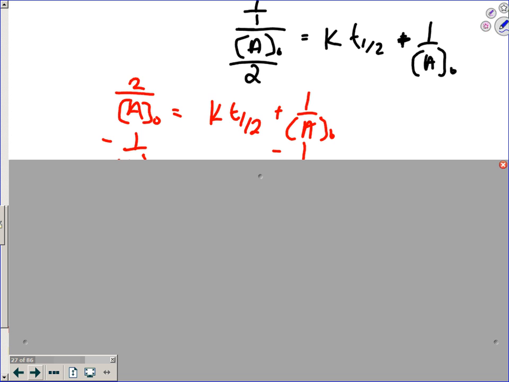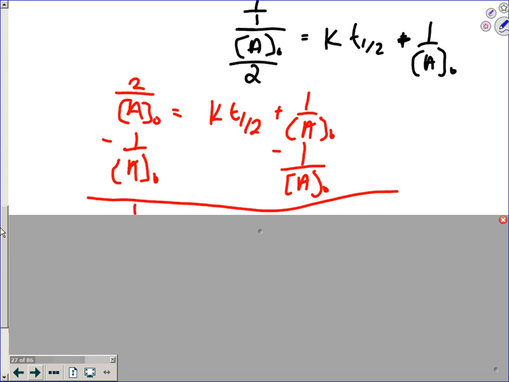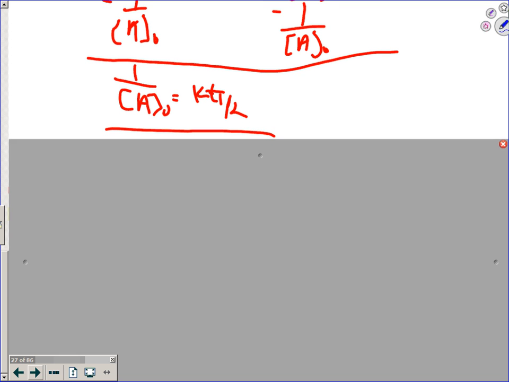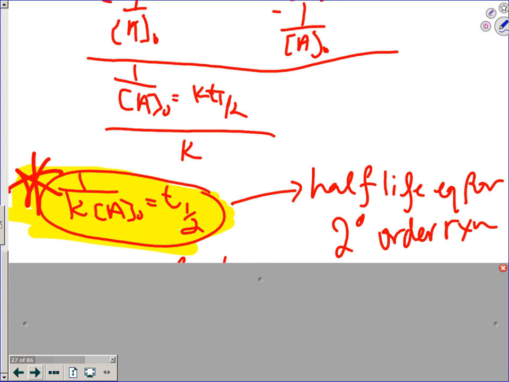I'm solving for t final, t 1/2. So I'm going to then subtract on one side, subtract on the other side, so it's 2 minus 1 is what? 1 over A initial is equal to kt. Okay, so 1 over A initial is equal to kt. And then how do I get t by itself? Divide by k. So then k just pops into the denominator, right? So the highlighted thing is what you're writing down if you didn't write down anything else, okay?